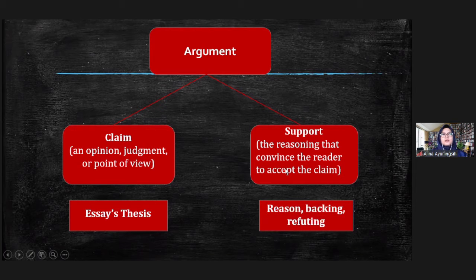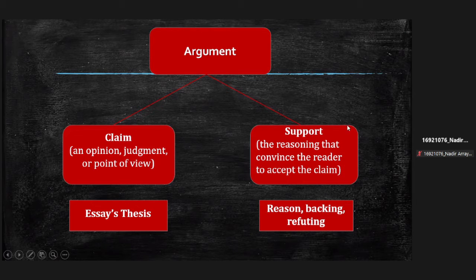So again, I want to repeat. The argument inside the argumentative essay consists of two parts. The first one is the claim, what we call a thesis statement. And the second one, this claim, should be described more by using the supporting details. The supporting details can be in the form of reason, and then backing, and then refuting. We will talk about these three things in detail later.